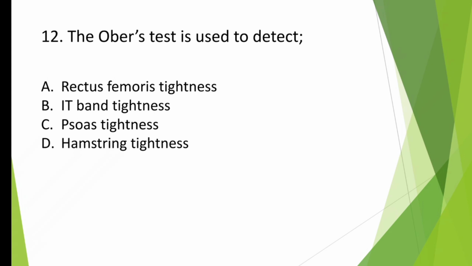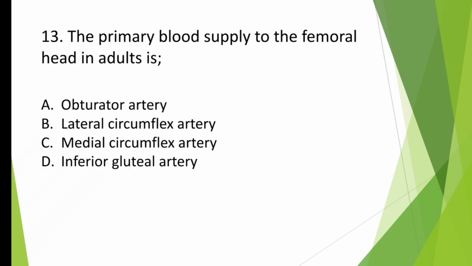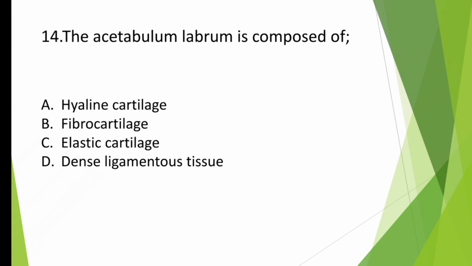The Ober's test is used to detect rectus femoris tightness, IT band tightness, psoas tightness and hamstring tightness. And the answer is IT band tightness, iliotibial band tightness. The primary blood supply of the femoral head in adult is obturator artery, lateral circumflex artery, medial circumflex artery and inferior gluteal artery. Answer is medial circumflex artery.